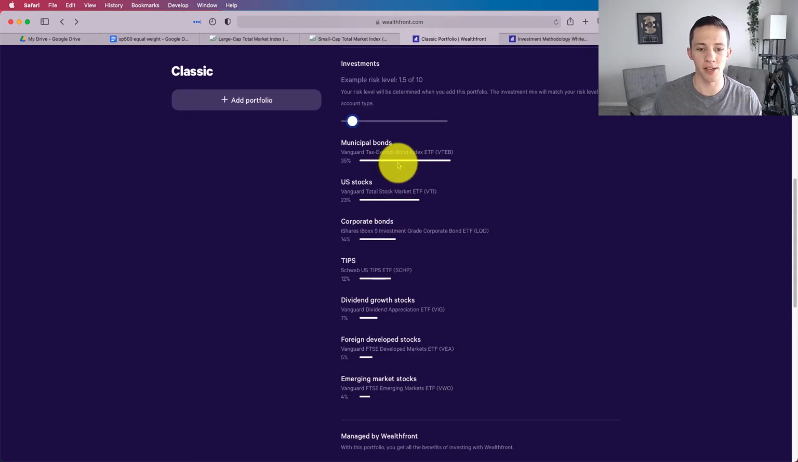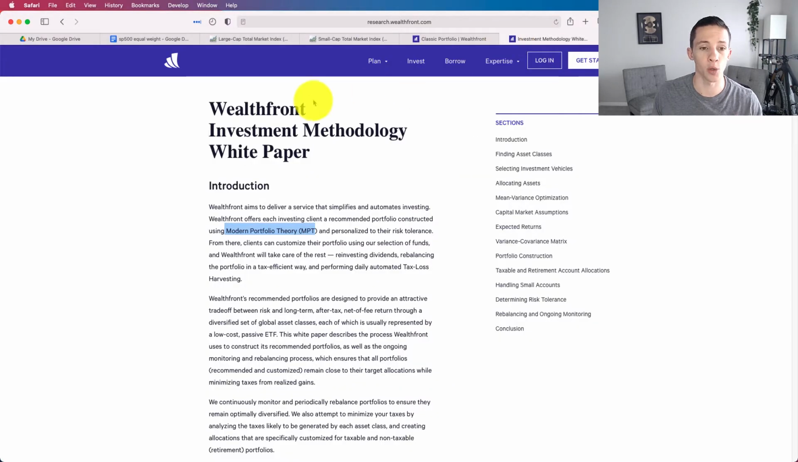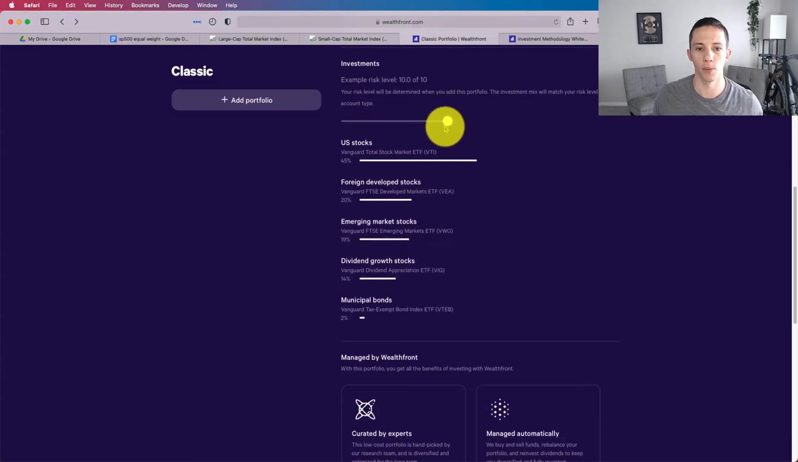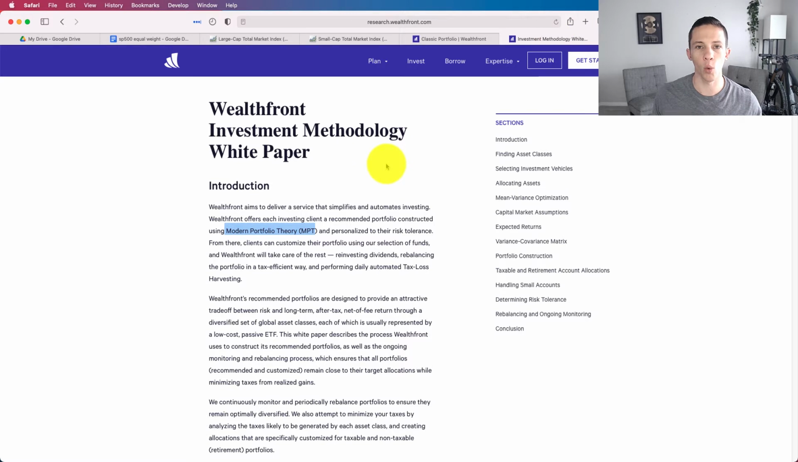Now, behind this asset allocation, Wealthfront has a white paper. And again, this is common practice for pretty much every robo-advisor and every financial advisory firm you go to out there. They're going to have a white paper explaining their investment methodology and why you get allocated what you do, like why the equity portion of your portfolio is 45% US stocks and why 20% is foreign developed, right?